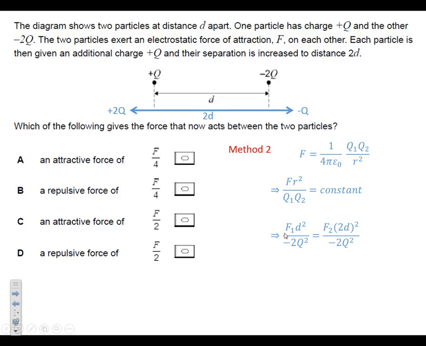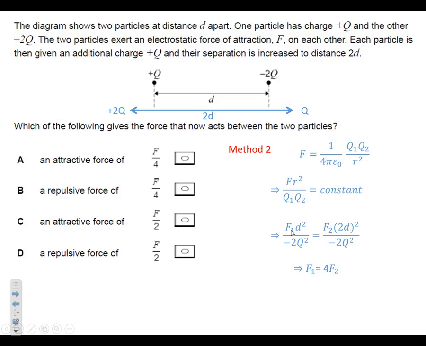So we can say that what we've got in situation 1, we've got the force at distance D. Again, when you multiply out the charges, comes out as minus 2Q squared is equal to the new force multiplied by the new distance squared. But again, we've got the same product of charges on the bottom. And we've got twice the distance, but when we square that, that comes out as 4D squared.